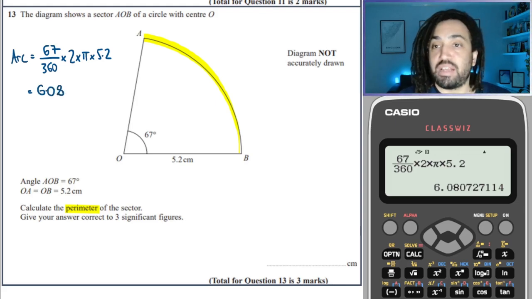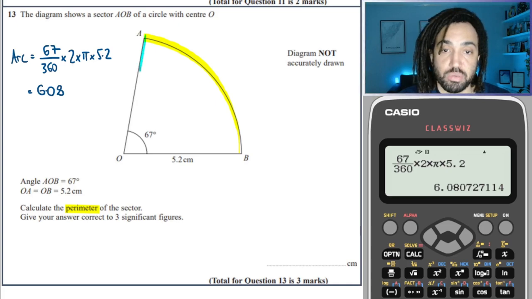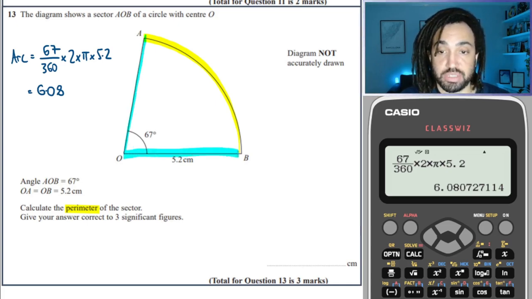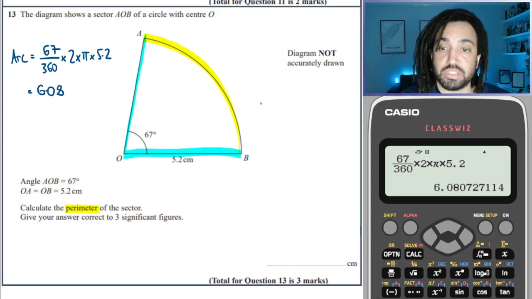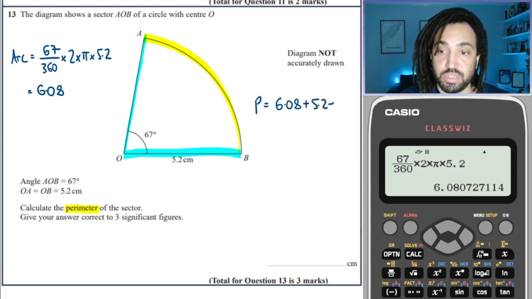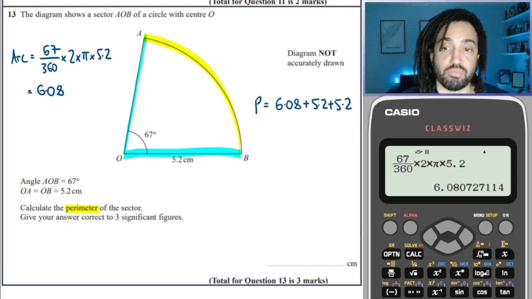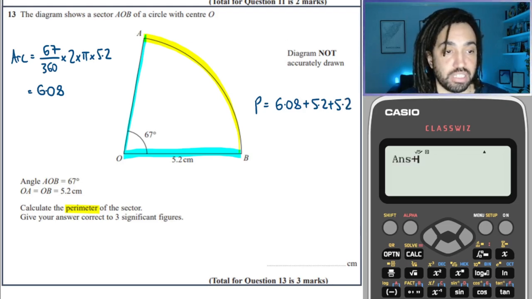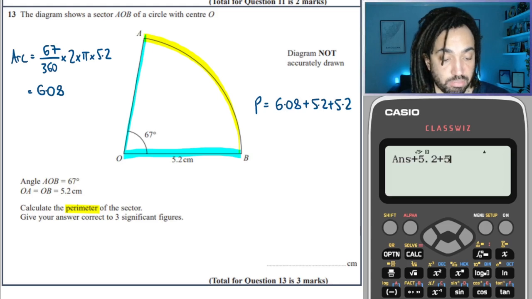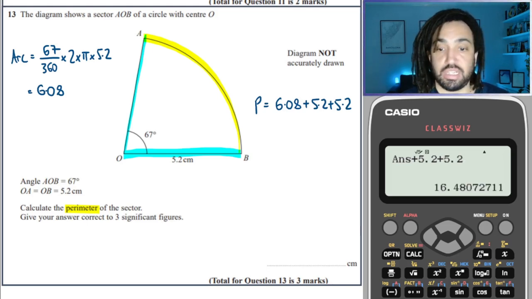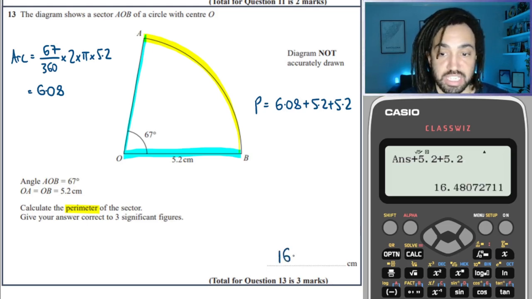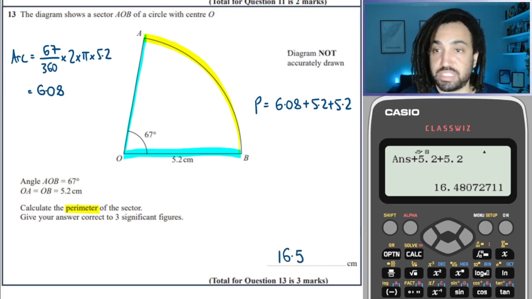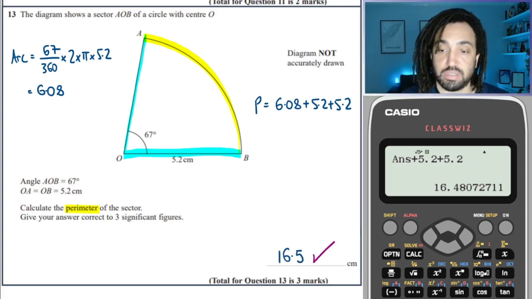So that's 6.08. And then in order to work out the perimeter, we have to go all the way around the shape. So I need this side, which is a radius, and I need this side, which is also a radius as well. So I can write here the total perimeter is going to be the arc length plus 5.2 plus another 5.2. So I go back to my calculator and I just plus 5.2 plus 5.2, and that gives me a final answer of 16.5 to 3 significant figures. Bosh.